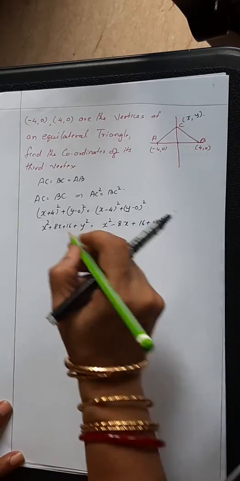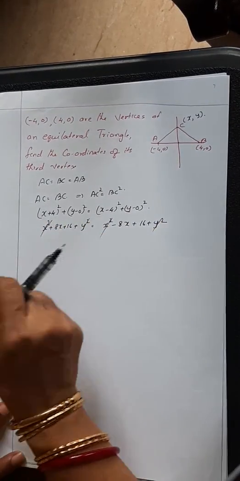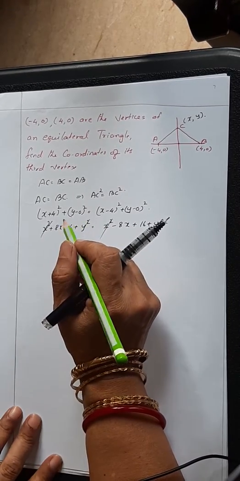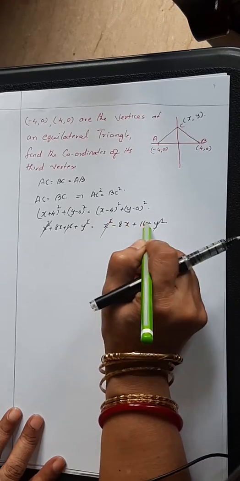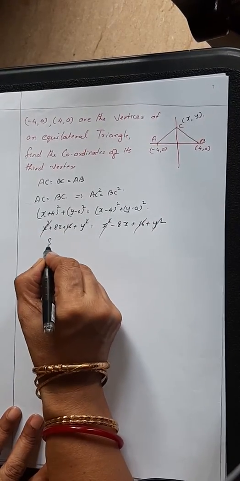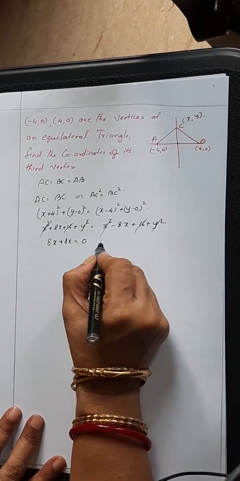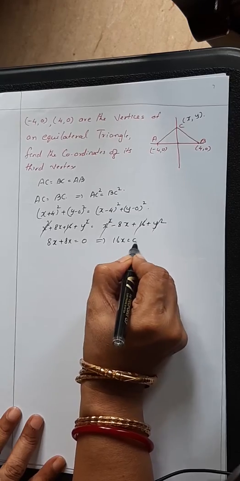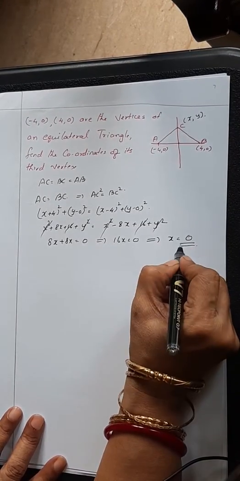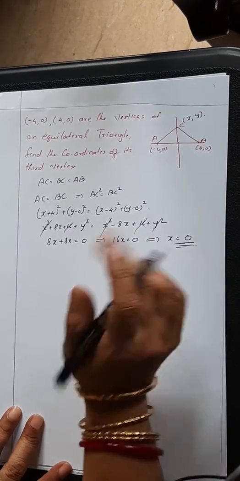Now here x squared and y squared will get cancelled, and then 16 also gets cancelled. So it is 8x is equal to minus 8x, so that becomes 8x plus 8x is equal to 0. So 16x is equal to 0, which implies x is equal to 0. So you have got the x coordinate. Now we have to find the y coordinate.